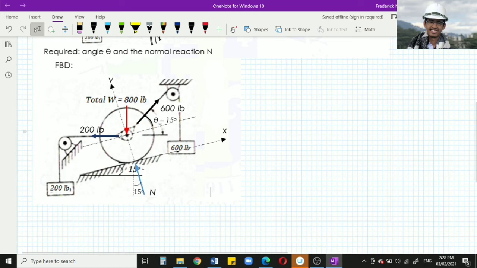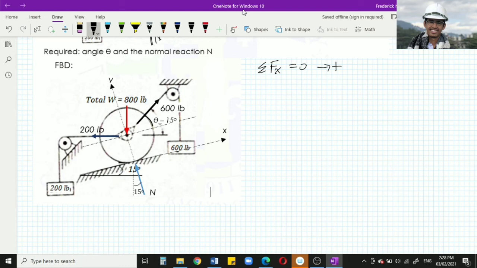Okay, so sabi niya, determine required angle theta and the normal reaction N. So sabi natin, equilibrium. So dapat all the summation of forces along x and y axis will be equal to 0. So yung x and y axis natin will be dapat parallel sa ating inclined, and yung y-axis perpendicular sa ating inclined. So let us proceed sa ating solution. Summation of forces along x-axis is equal to 0. So going to the right is positive.